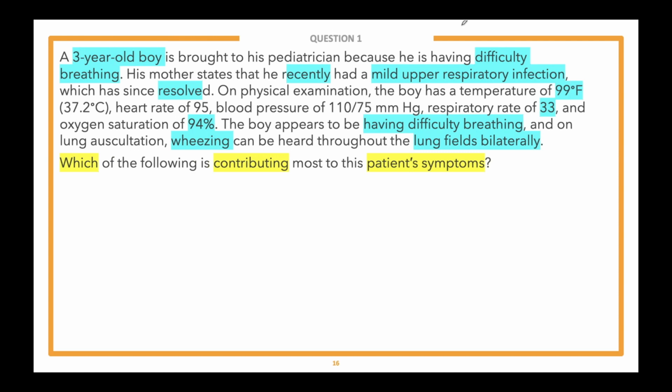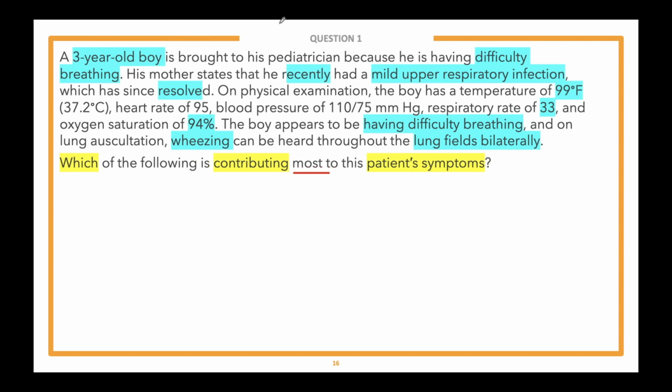And in fact, I didn't highlight this at first, but I would also highlight most. So what is contributing most to this patient's symptoms, okay? It's not just what is contributing, but there could be a few of those answer choices that are contributing, and it may be up to us to decide which one is contributing the most. So like Sean highlighted there, that's also important there as well.